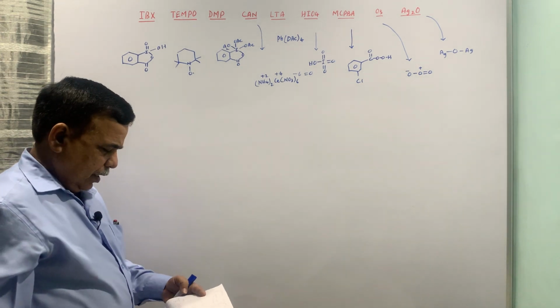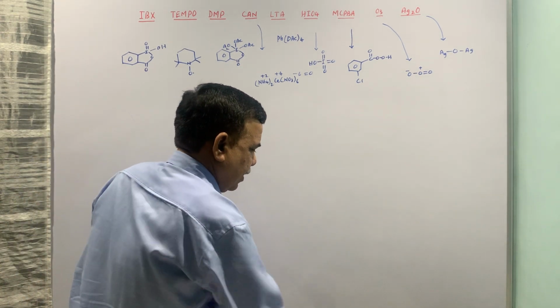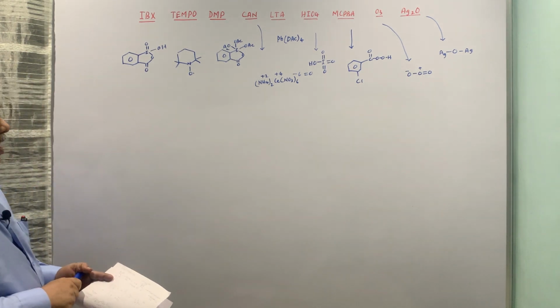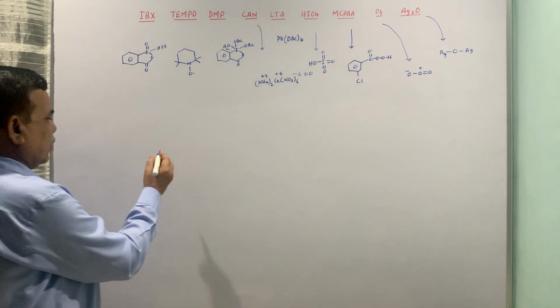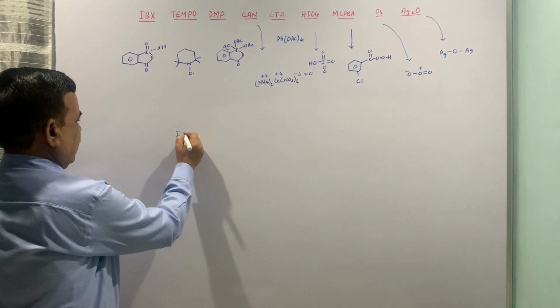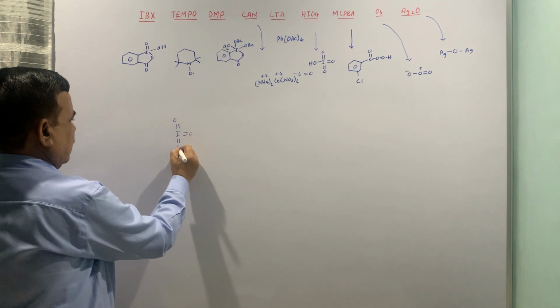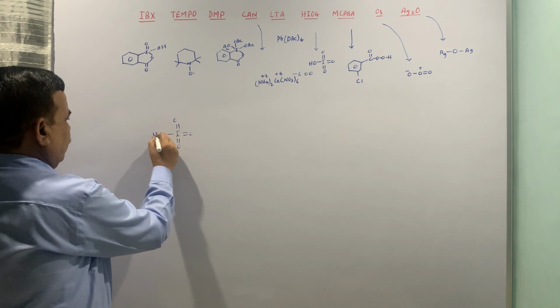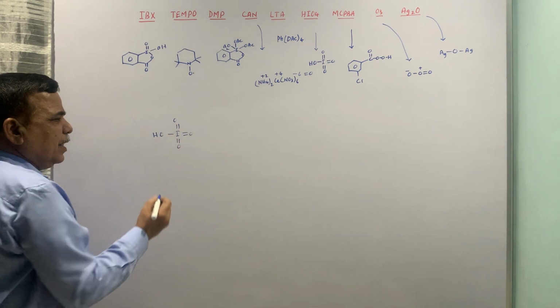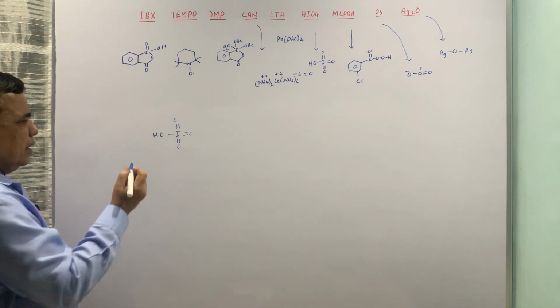The next reagent is HIO4. The other parallel reagent is NaIO4. I will just put the structure first. This is HIO4, or it can be IO4Na, that is sodium periodate.